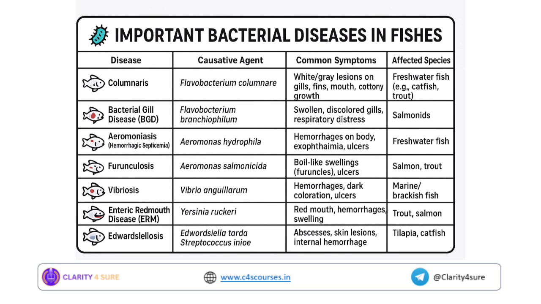Next is Edwardsiellosis. The causative agents are Edwardsiella tarda and Streptococcus aureus. This happens in warm water and tropical aquaculture. The symptoms include internal abscesses and granulomas, skin lesions and deep ulcers, bloated abdomen, hemorrhaging in liver and spleen, erratic swimming and anorexia. How can it be controlled? Vaccination, especially in tilapia farms, reduce temperature stress, use of antibiotic medicated feed. Whom does it affect? It affects tilapia, catfish, eels and hybrid striped bass.